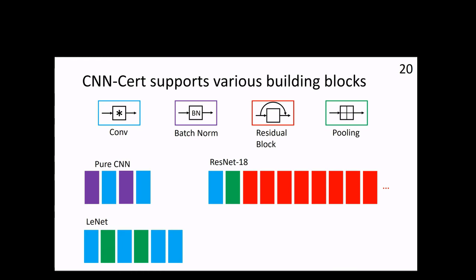Currently, CNN-Cert supports convolution, batch normalization, residual blocks, and pooling. CNN-Cert can support networks with any combination of these building blocks, including pure CNNs, LeNet-like networks which have pooling, and ResNets.